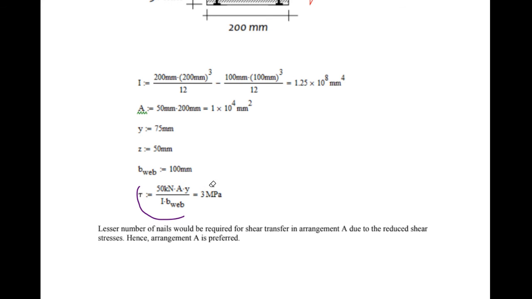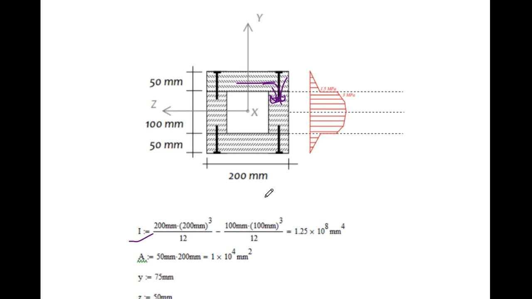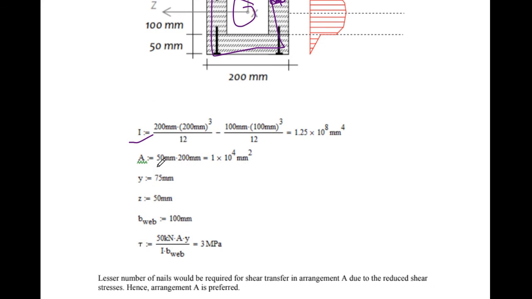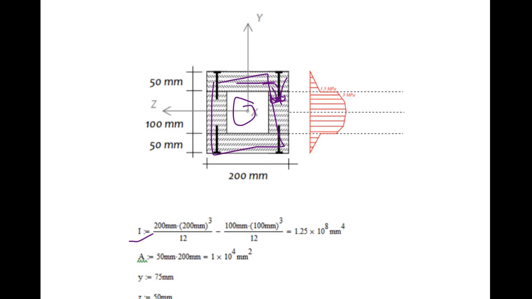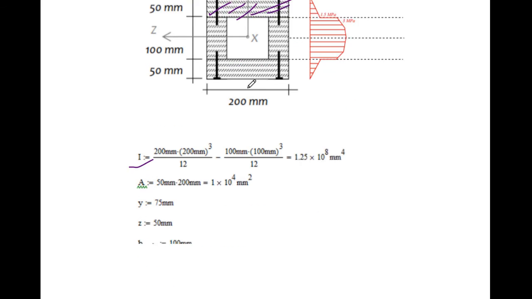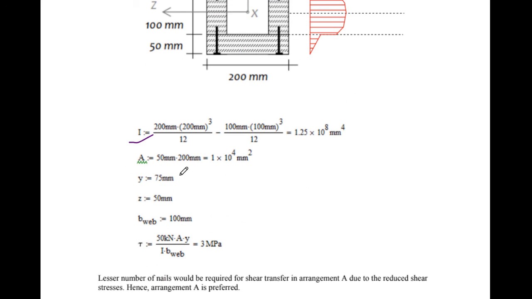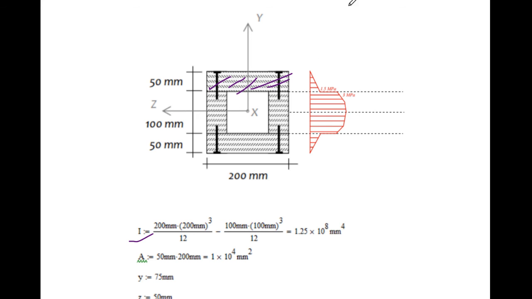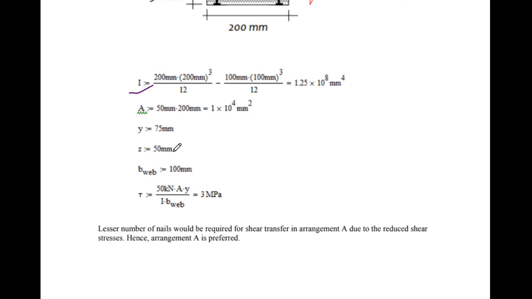Now we know I and B here. How to find I? It is the total I of this rectangular cross section beam minus this whole part. A is 50 into 200. Let me show what A is. This is A, this total area is A. So 50 into 200, and Y is 75, the same Y which we chose in the earlier part. This is this Y, and Z is 50.